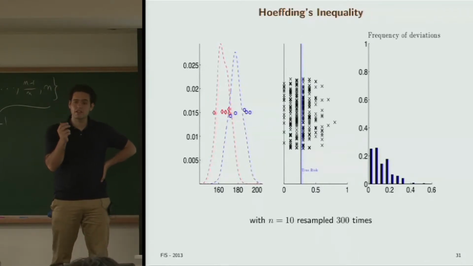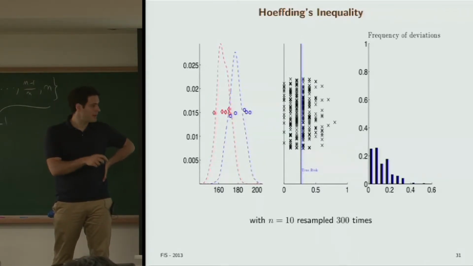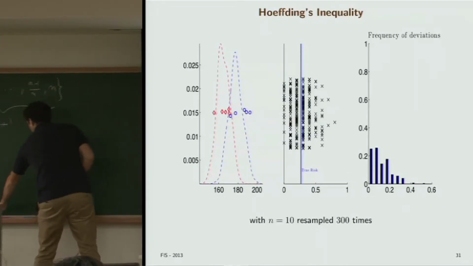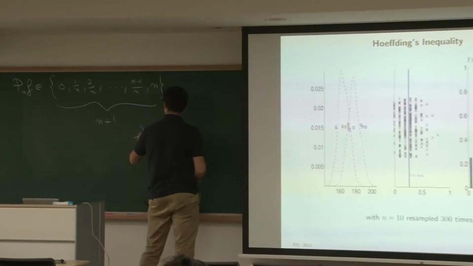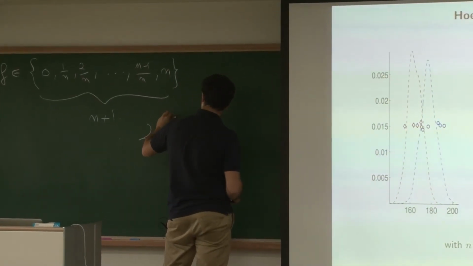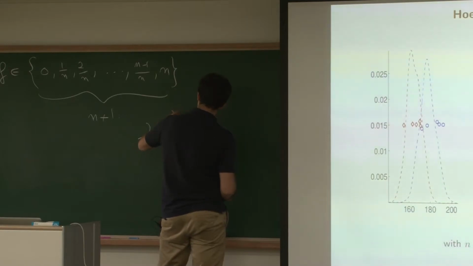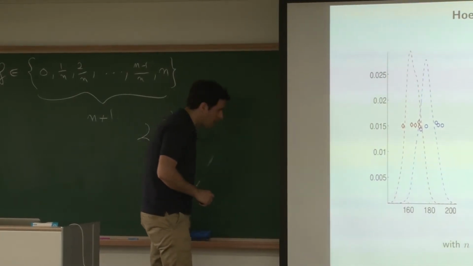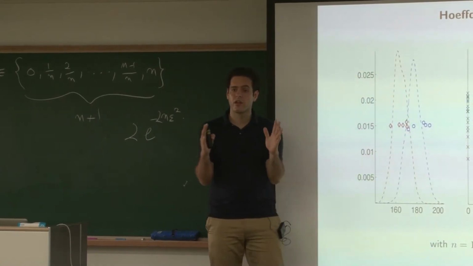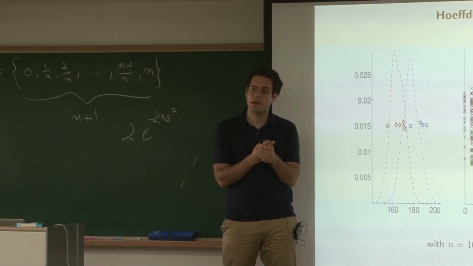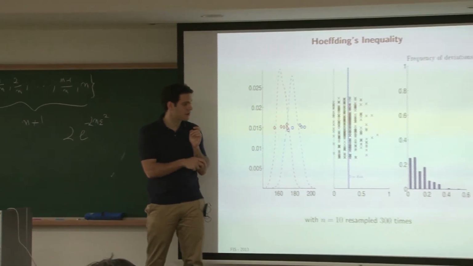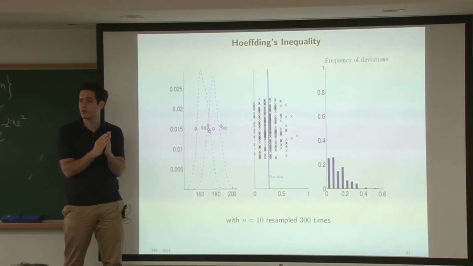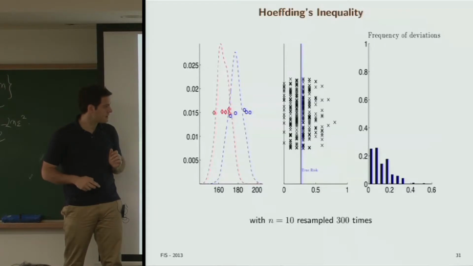Now remember what Hoeffding's inequality was saying: the probability that those crosses here are far from this line decreases exponentially, like exponential of minus 2 n epsilon squared. So the bigger n, the more we would expect to see those crosses concentrate around the blue line, right? And this is indeed what happens.